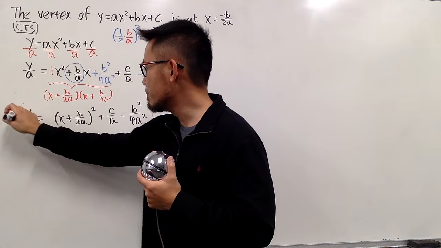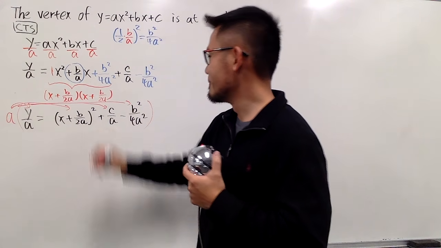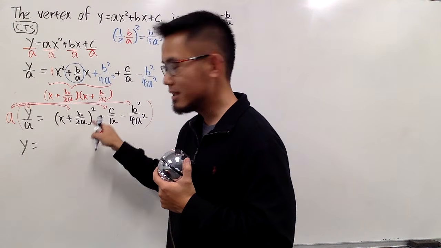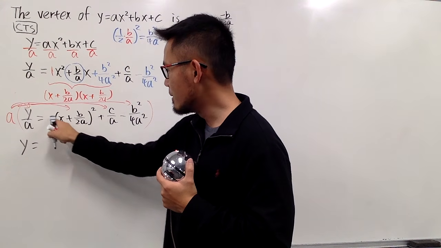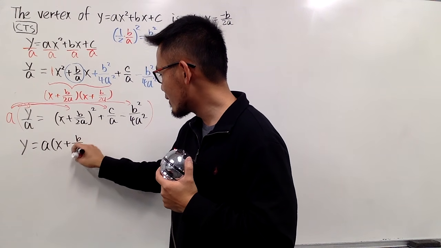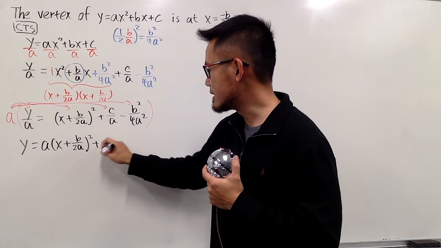When we multiply, be sure to distribute, right, the good old things like this. So this times this, we have y, and then we put the a times this, right? So this is one term, so we have the a in front. So a times x plus b over 2a squared. This times that, a cancels out, we have plus c.